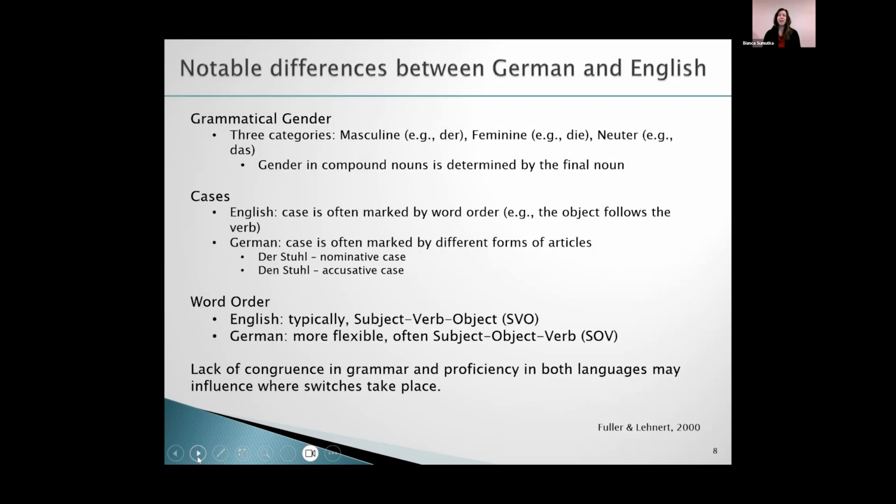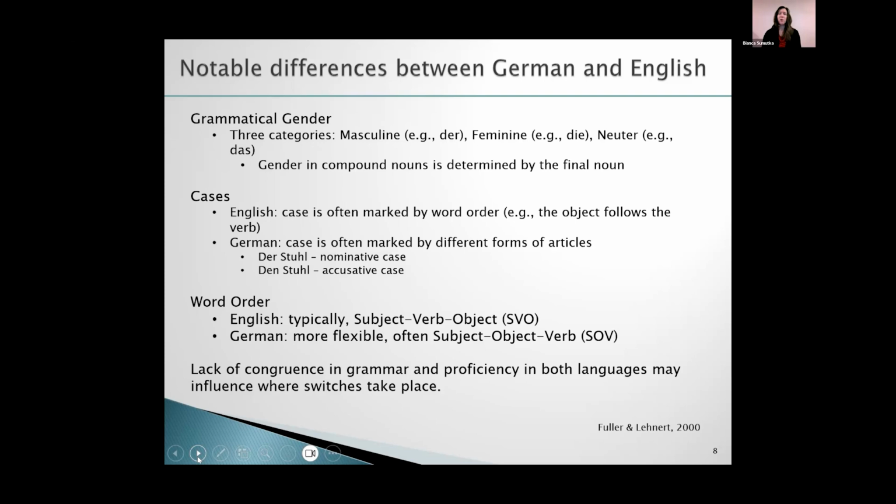So the main study that we'll be talking about today looks at code switching between German and English. One of the challenges in code switching in these languages is the differences between German and English, particularly in grammar. German has grammatical gender. They have 3 categories, which we don't mark in English. German also marks different cases, oftentimes with articles, which we don't in English. And so in English, case is typically marked by word order.